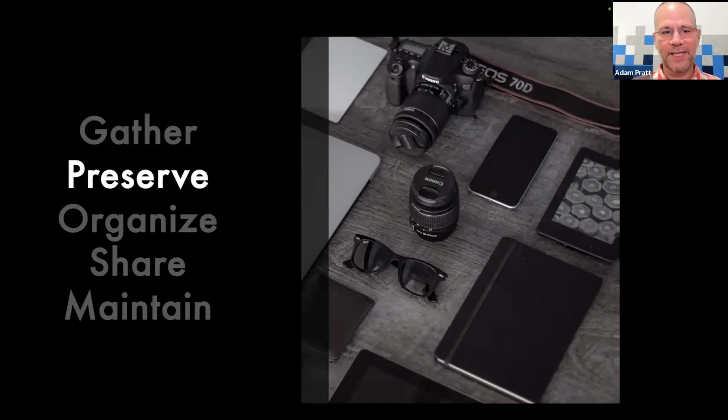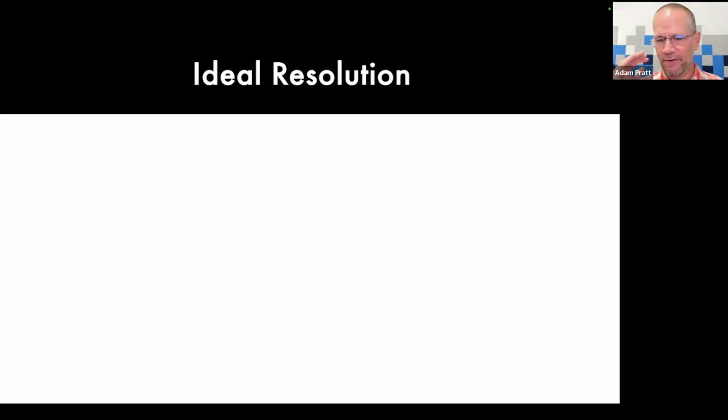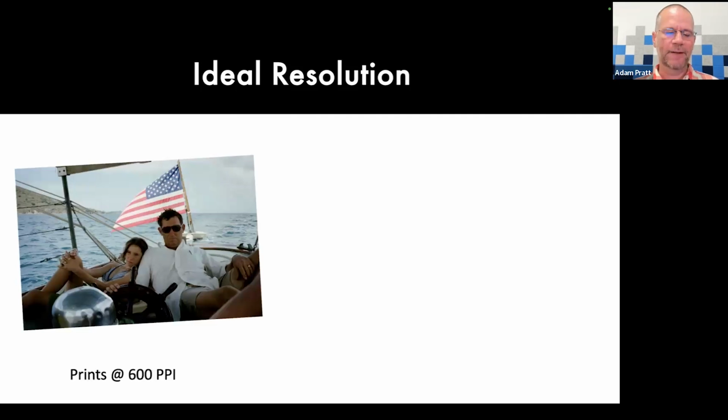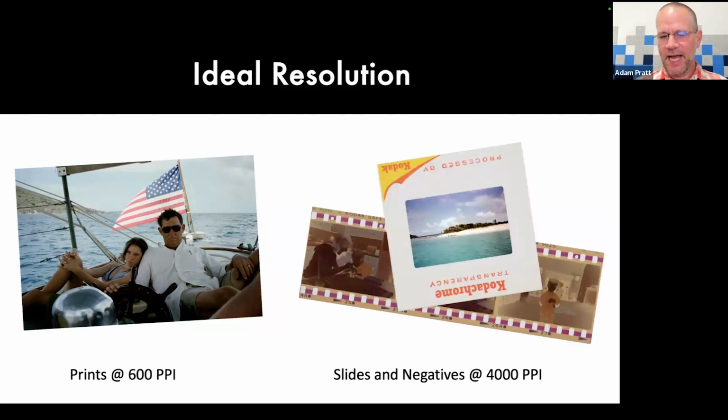Let me tell you what I think your goals should be, what you're after, and what you're asking for. So the number one question everybody asks us is, what's the ideal resolution? What should I scan? What's the DPI or the PPI? What resolution should I scan at? Broadly speaking, we recommend scanning physical photo prints at 600 PPI, and slides and negatives generally at 4,000 PPI. And we're not just making this up. This isn't just my capricious recommendation.